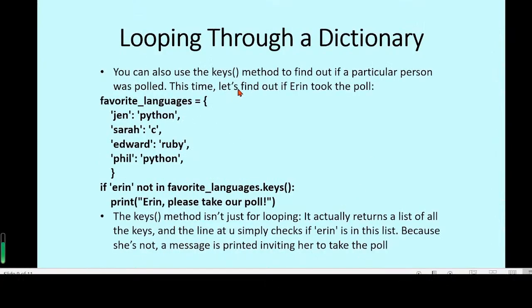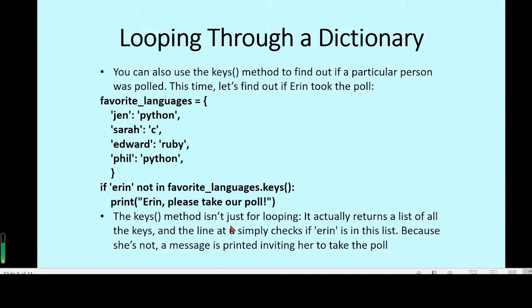And you can also use the keys method to find out if a particular person was polled. So this time, let's find out if Erin took the poll. We produce the same dictionary. Then if Erin not in favorite_languages.keys(), we use not in. So favorite_languages.keys() will return a list of the keys in the dictionary. And if Erin is not in it, print Erin, please take our poll.